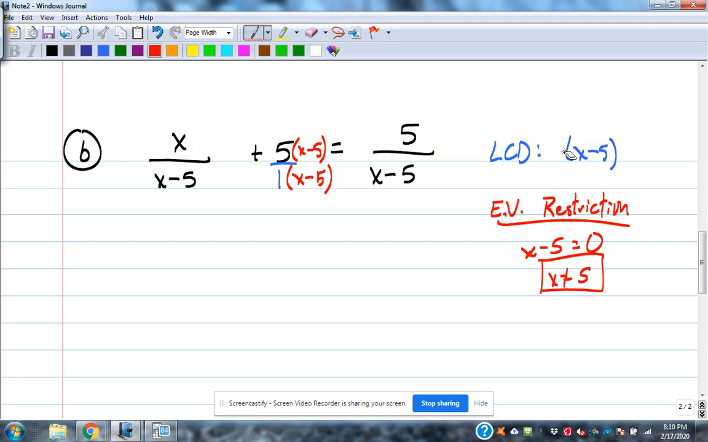You take the least common denominator, whatever you find for the LCD, set it equal to 0 and solve it. Always.